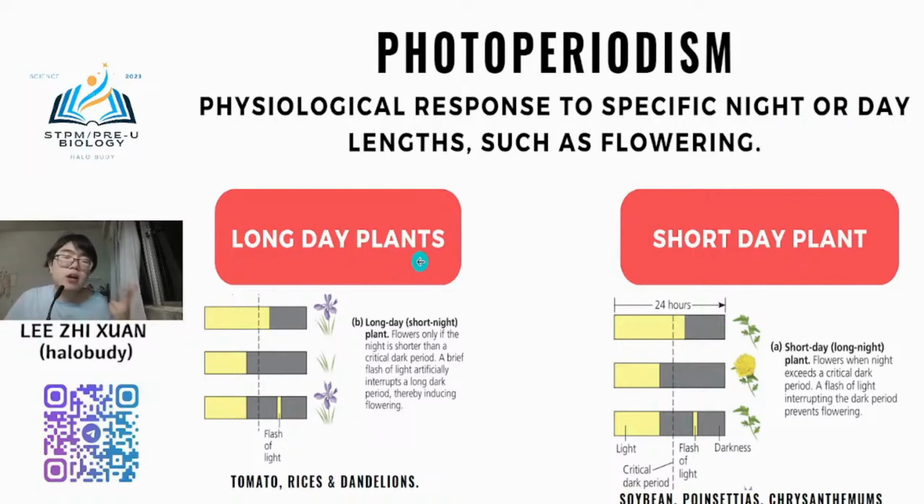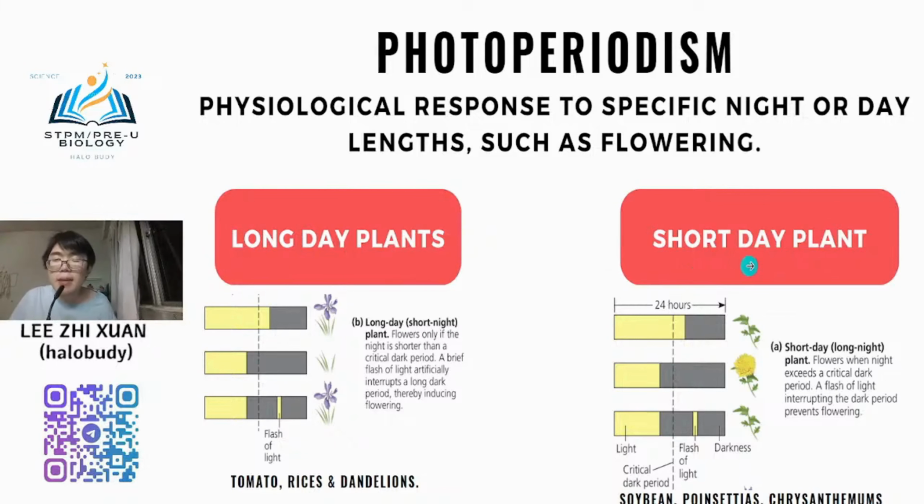So there are two types of plant: long day plant and short day plant. Long day plants will only flower when the day length, meaning the sunny day, is longer than the critical point. There is a critical dark period, normally 12 hours. So when the day is more than 12 hours, the long day plant will flower.